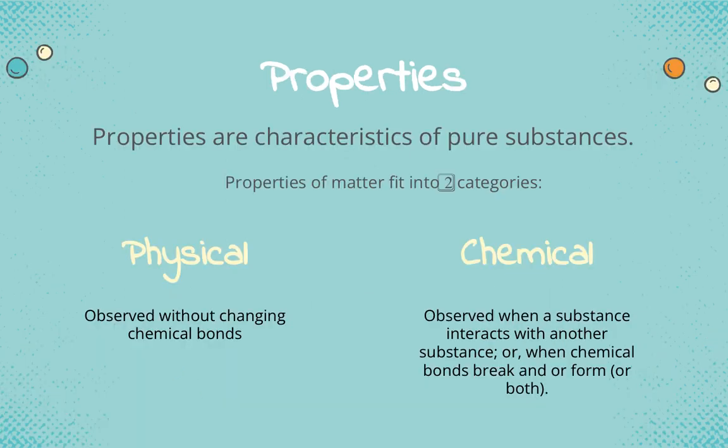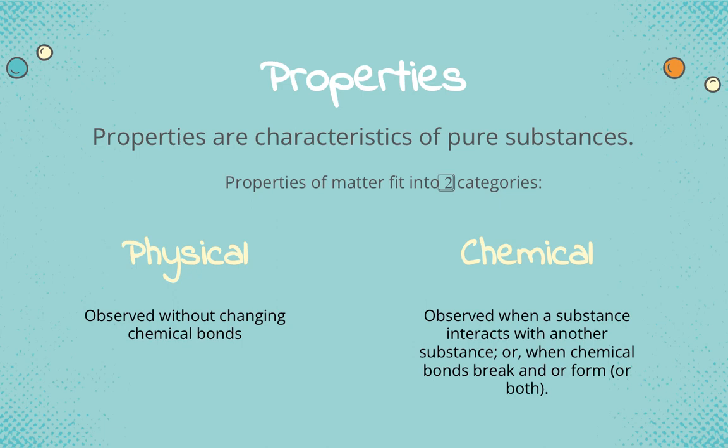Let's discuss properties. Properties are characteristics of pure substances. Remember, last lesson was how to determine whether a substance is a mixture or a pure substance. So we're going to be focusing on pure substances that are made up of the same particle. So when we're speaking about that, we're speaking about substances that are all of the same particle throughout.